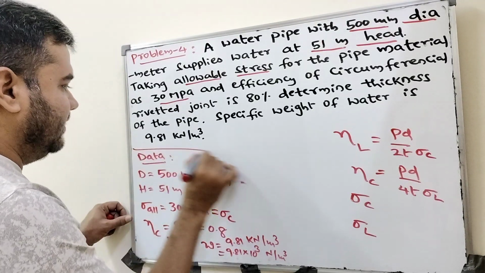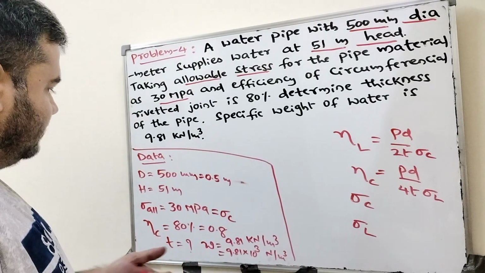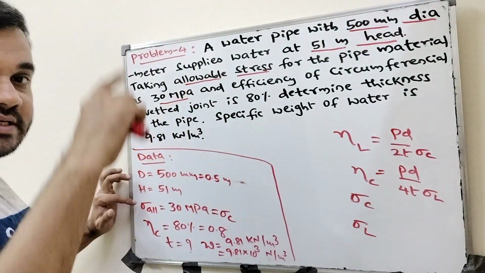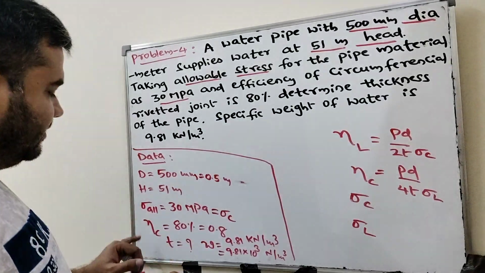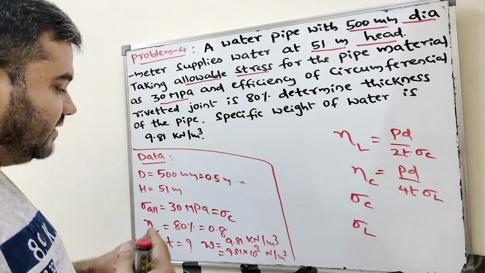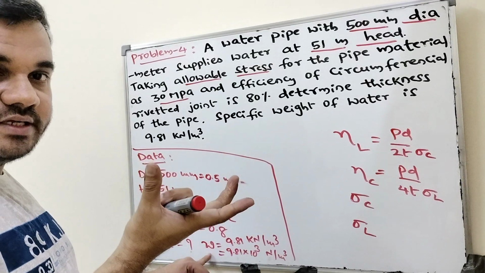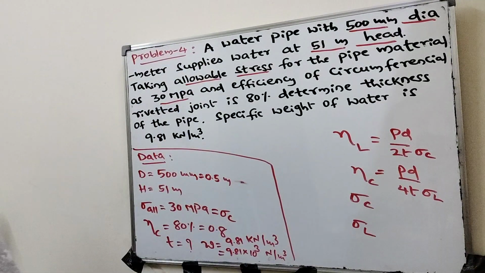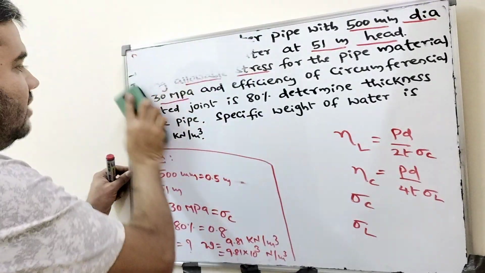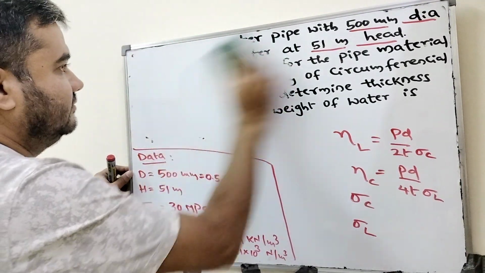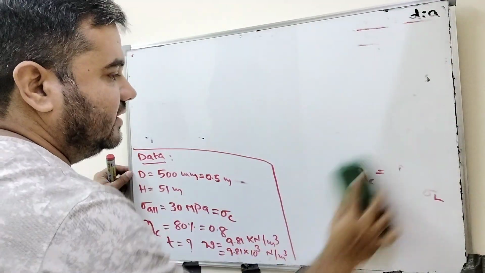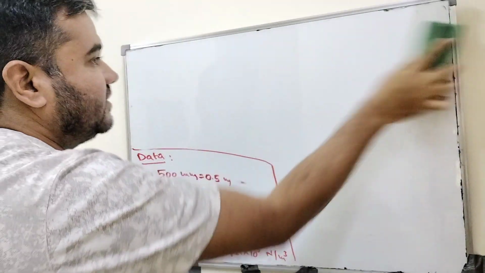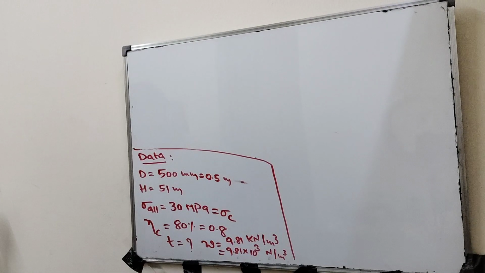This is the data given. We have the diameter, the height of the water to be pumped, the allowable stress of the thin cylinder, the circumferential efficiency, and the specific weight of the water. You have to find the wall thickness of the cylinder. So how will we start the problem? He is given the circumferential efficiency, and we derived the equation for it in the previous video.